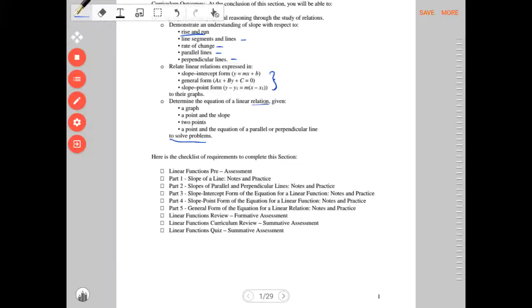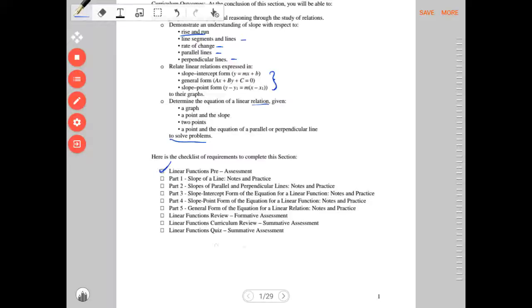Yay! Okay, so here's the checklist of requirements to complete this chapter. You should have already done the linear functions pre-assessment. If you haven't, please press pause or stop and go and do that now. Then there are 5 parts to this chapter: the slope of a line, slope of parallel and perpendicular lines, slope-intercept form, slope-point form, and general form of an equation for a linear relation. There are notes and practice for every part.